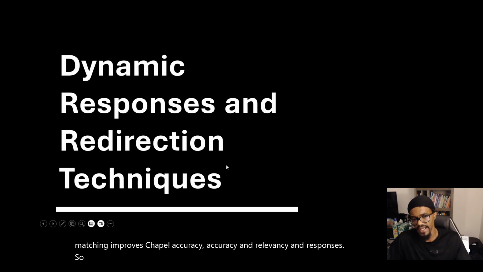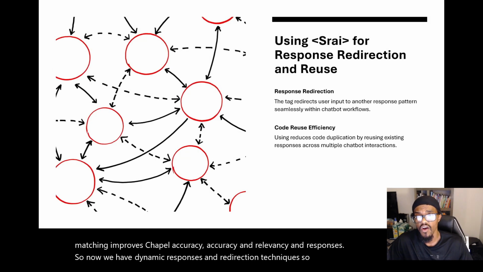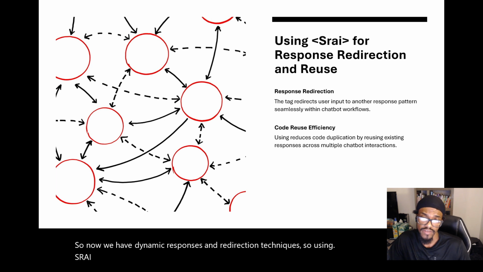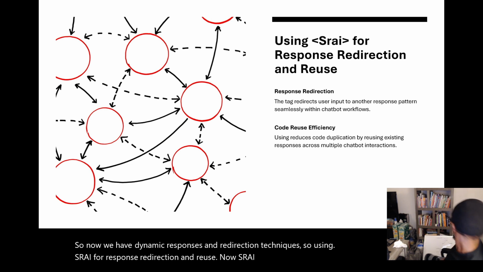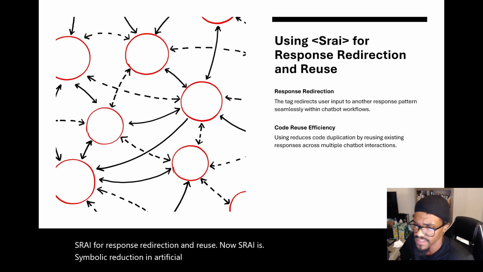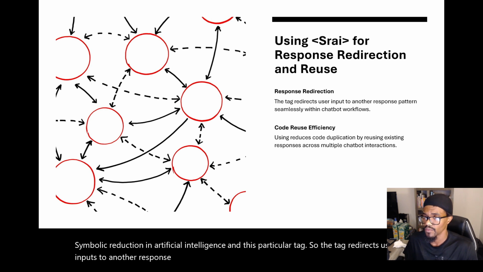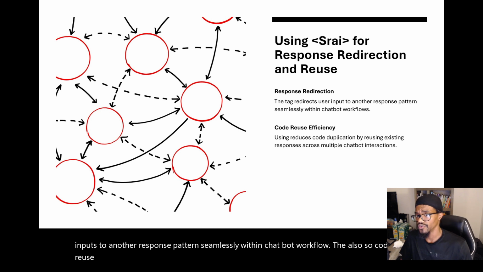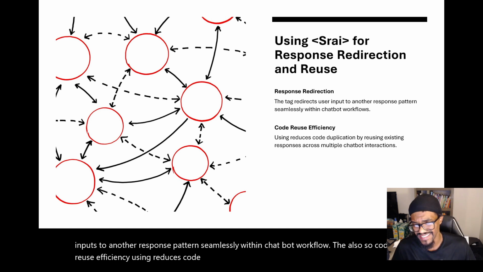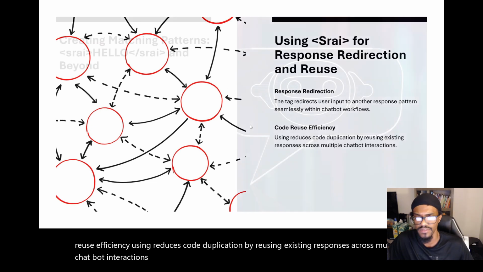So now we have dynamic responses and redirection techniques. Using SRAI for response redirection and reuse. Now, SRAI is symbolic reduction in artificial intelligence. And this particular tag, the srai tag, redirects user inputs to another response pattern seamlessly within the chatbot workflow. Code reuse efficiency: using srai reduces code duplication by reusing existing responses across multiple chatbot interactions. And we'll have more examples of this soon.